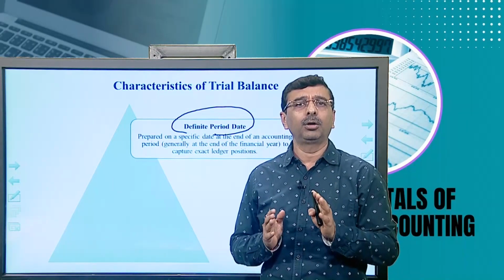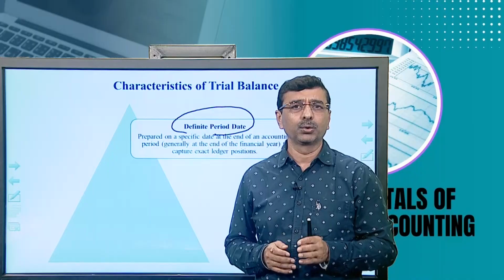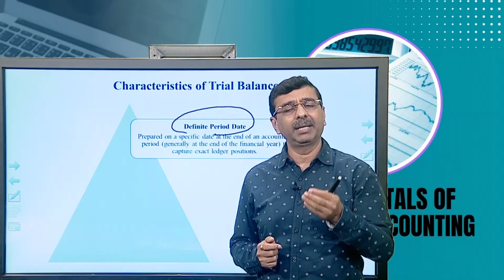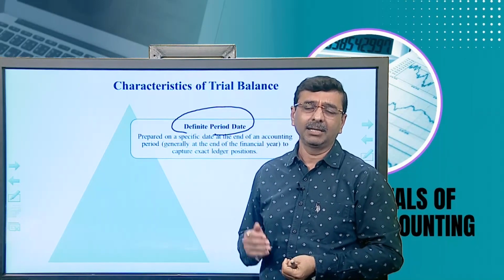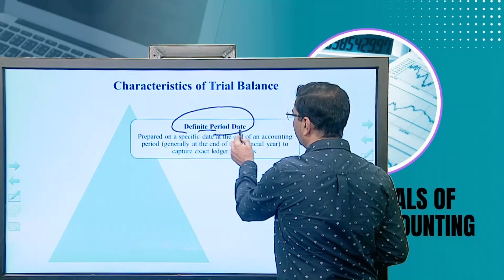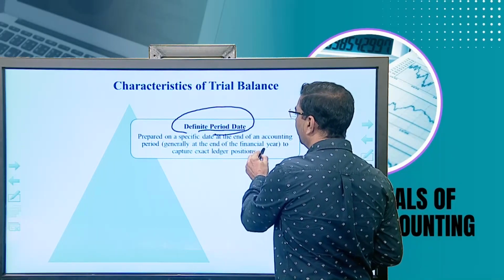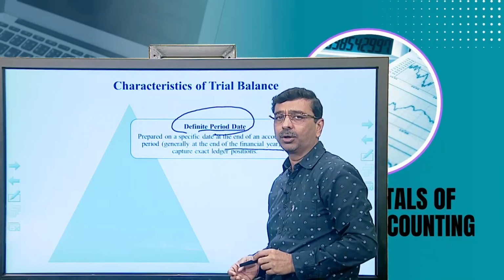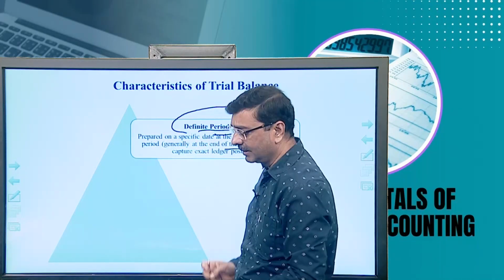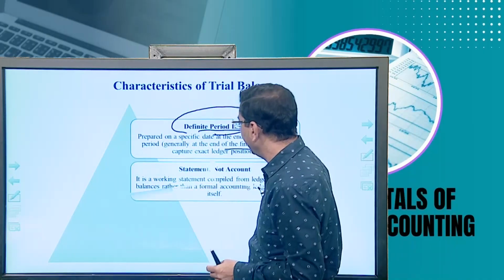Generally, all these ledger accounts are closed down at the end of the year, and when we prepare the balances and transfer them into the statement, that shows the specific balance at the end of the year, which is actually to find out your financial position at the end of the year. So, that is why it is considered a definite period date.